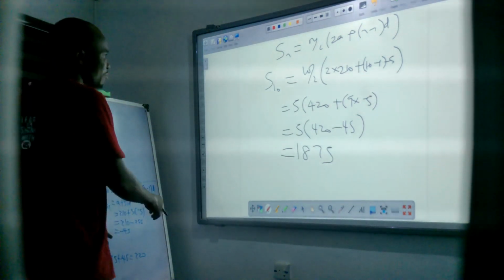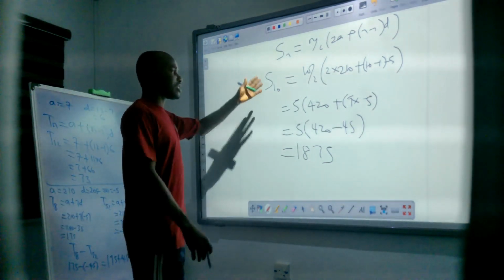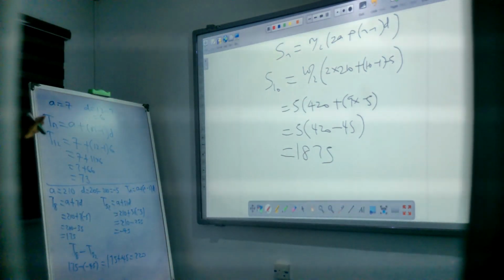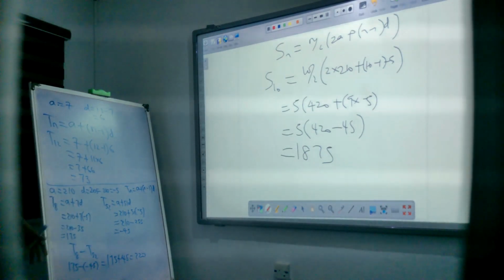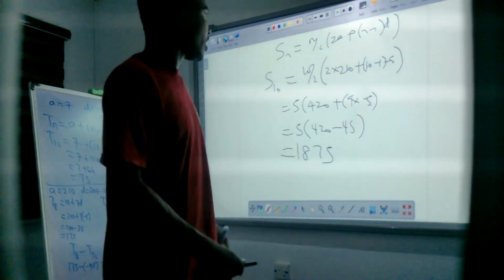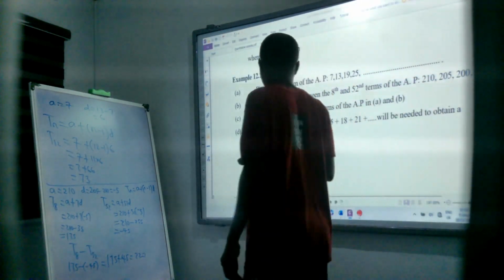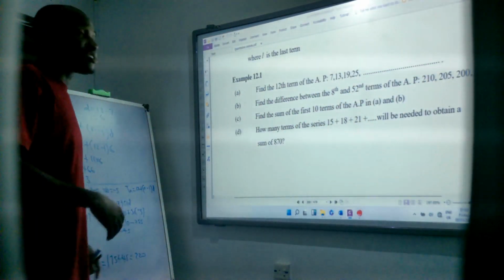So the sum of the first 10 terms is 1,875. This is the sum of the first 10 terms of the second sequence, of this b. The sum of this, the total has got to be 340. So that is that. Let's take the next question.